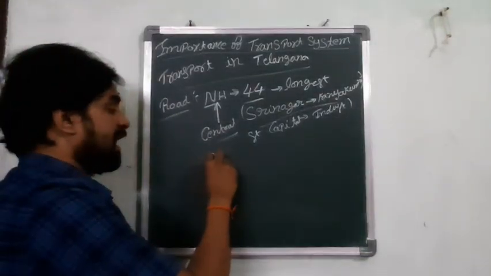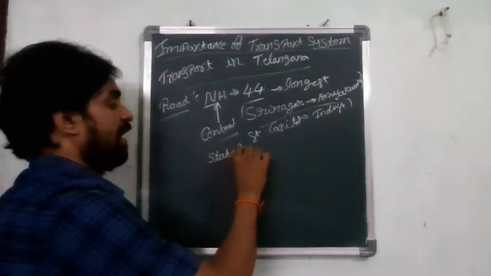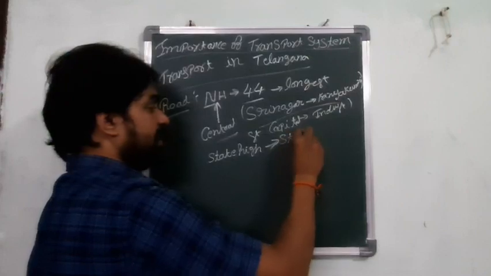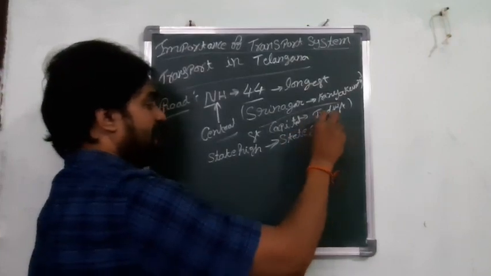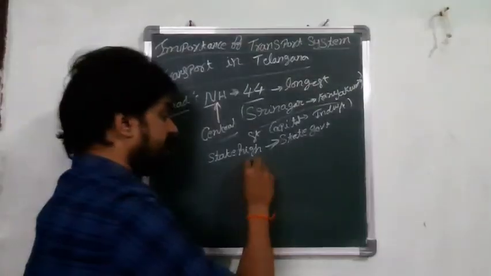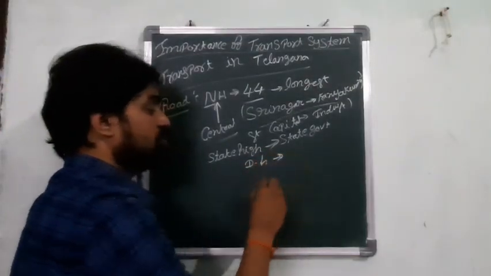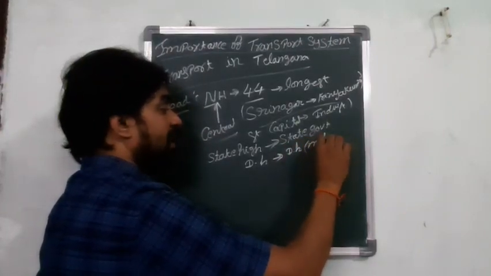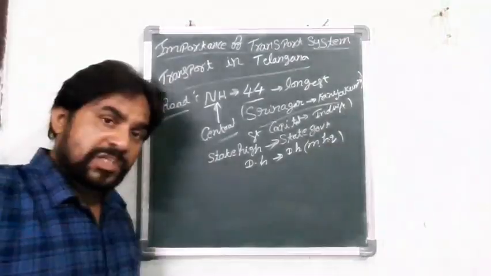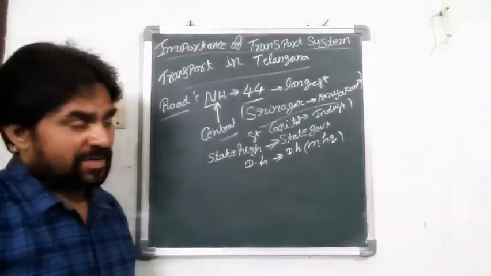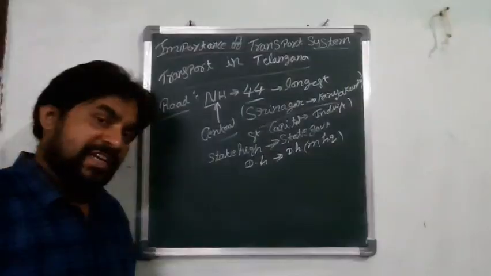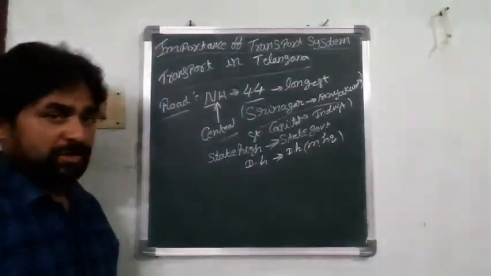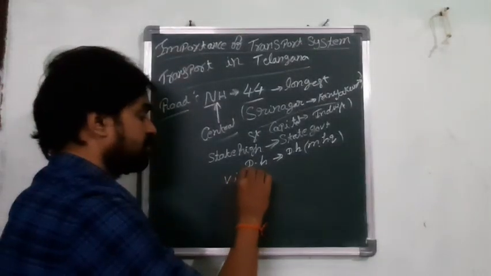Next, state highways. These state highways come under the control of the state government, so the state government can manage them. They connect one district headquarters to other district headquarters, and also mandal headquarters. The state highways are maintained by the state government, connecting district headquarters to other district headquarters or mandal headquarters.